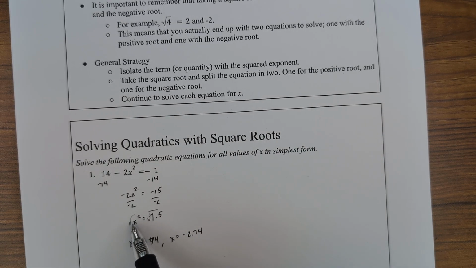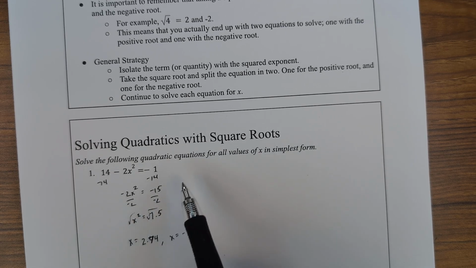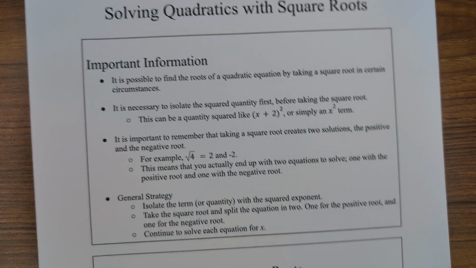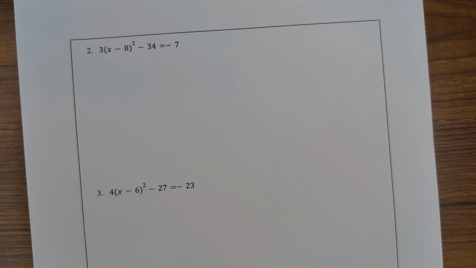And now I'm done, because after I take the square root, the x is by itself. There's no more steps left. In that case, the square root was the last step.